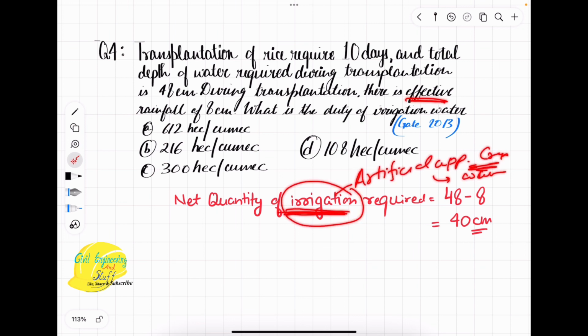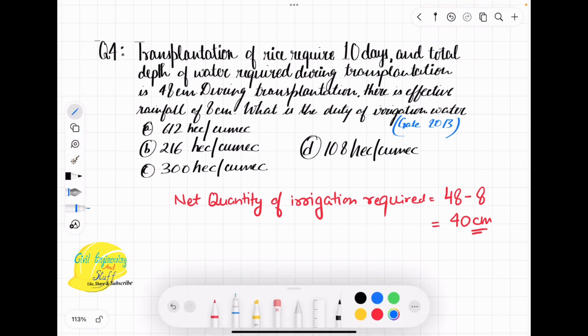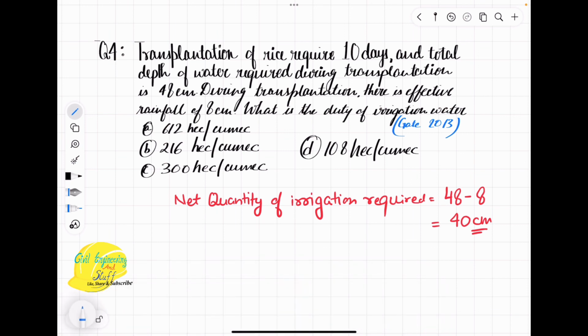And effective rainfall is that part of the rainfall that fulfills certain water requirement of the crop. So the irrigation that we are going to do, we are not going to do to fulfill 48 centimeter. We are going to do it to fulfill this 40 centimeter. If this concept is clear to you, then this question becomes very easy. So now the net quantity of irrigation that is required will be 40 centimeters. Then simply putting in the formula, delta is equal to 8.64 B by D.